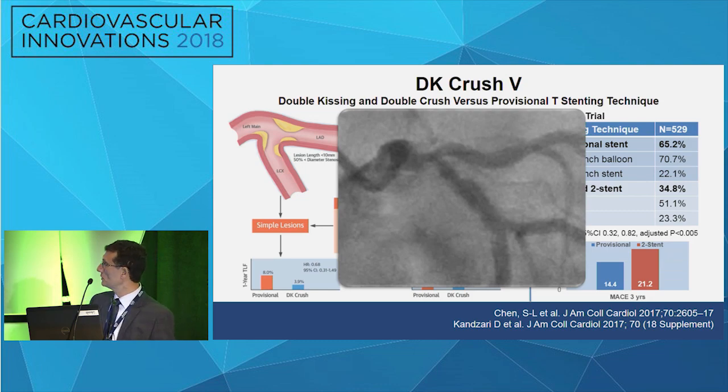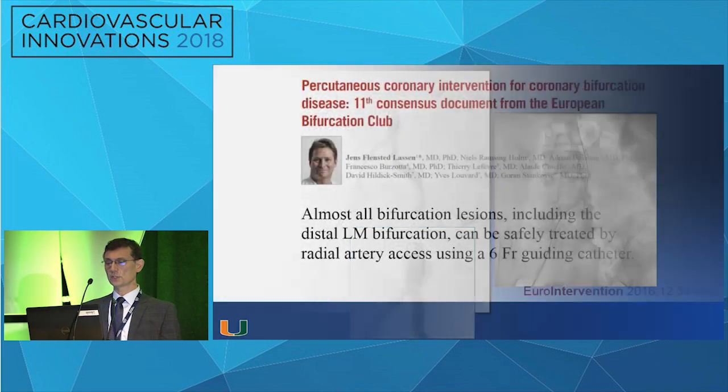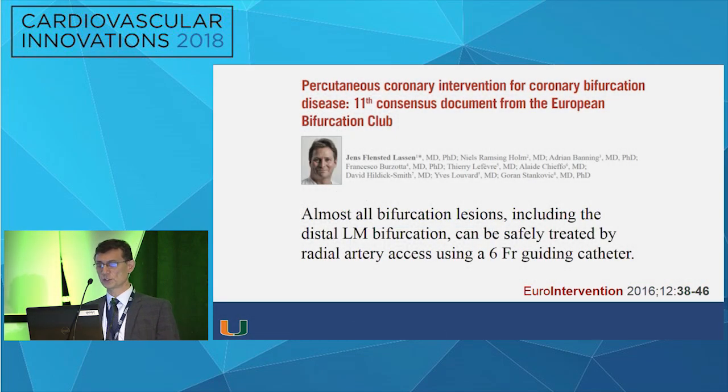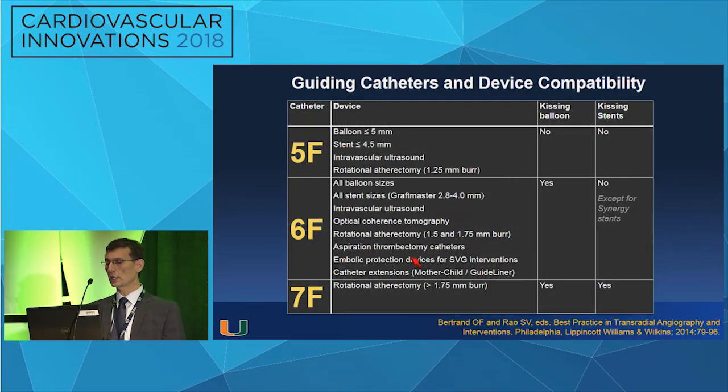So going back to our case, this is a complex 1-1-1 bifurcation in the left main. This is the abdominal aortogram. So there's an amputation in the left side. There's significant disease in the right side. So in this case, we decided to go with 6 French. This is a statement from the left main bifurcation club that everything can almost be done via a 6 French guiding catheter, and there's little you cannot do with 6 French.